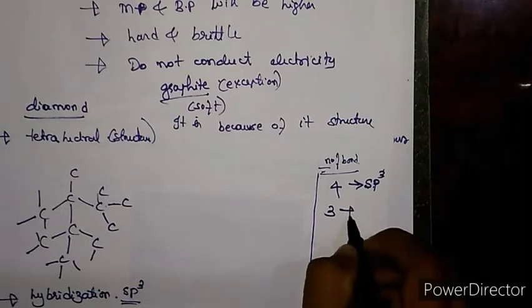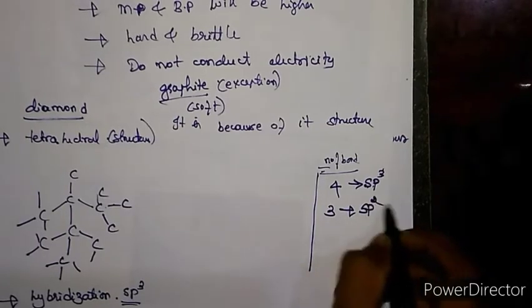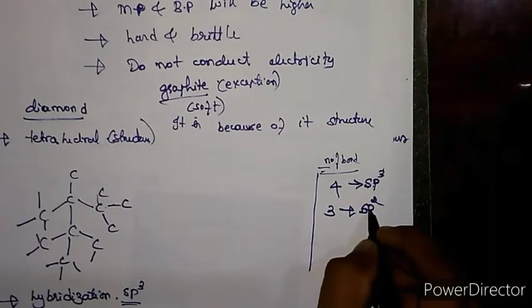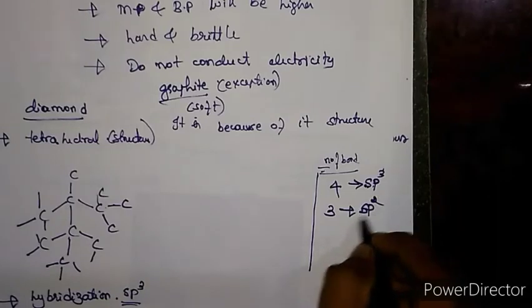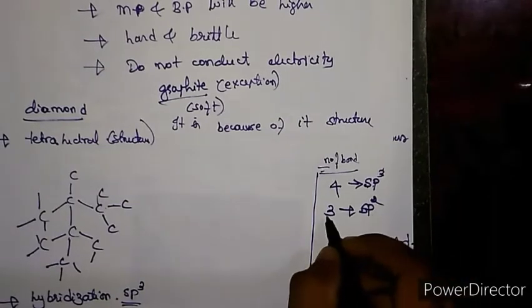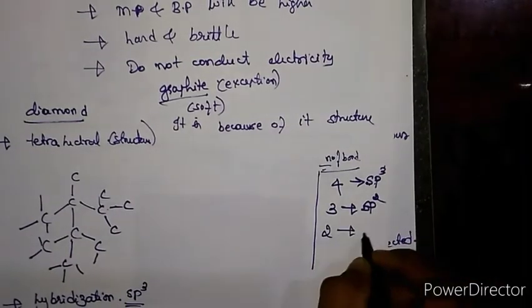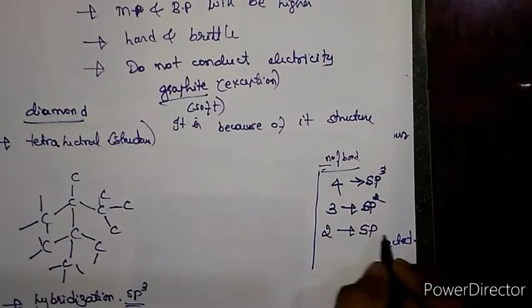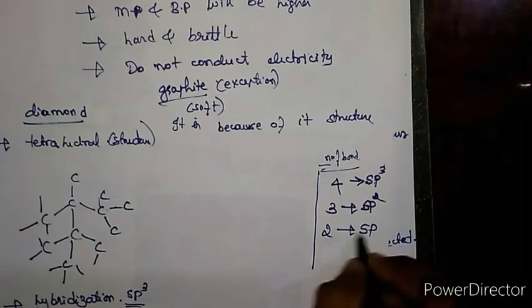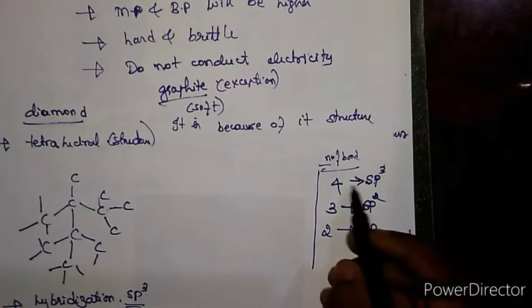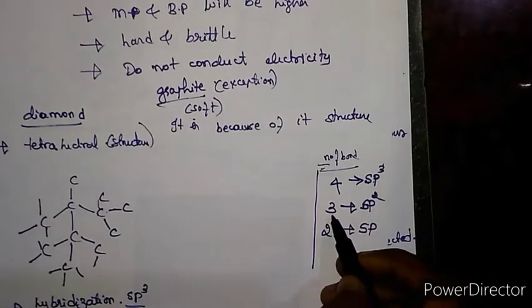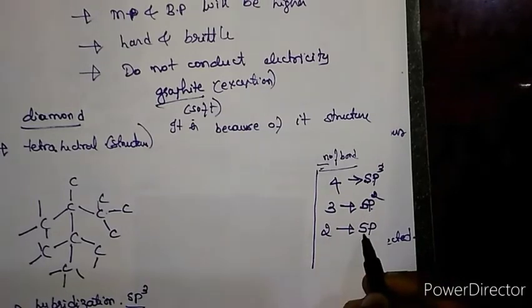If there are 3 bonds, then it is sp2: 1 s and 2 p, 2 plus 1 is 3, which matches the number of bonds. If there are 2 bonds, the hybridization is sp: 1 s and 1 p, 1 plus 1 is 2. So 4 bonds means sp3 hybridization, 3 means sp2, and 2 means sp hybridized.